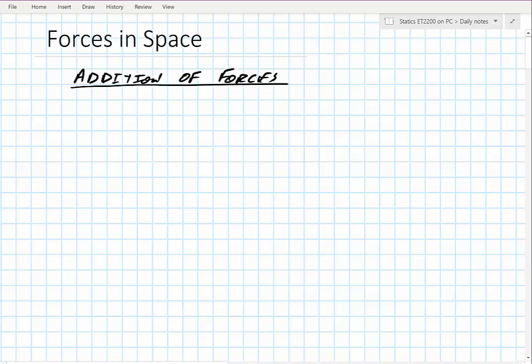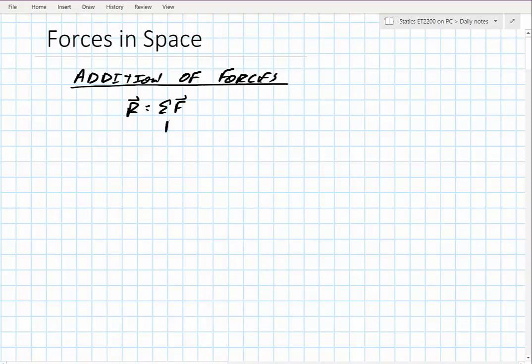All right, welcome back. So the other topic we need to talk about with this idea of forces in space, or 3D forces, is that just like in 2D, we can add these vectors together. Just like we saw before, if we add vectors together, we end up with some resultant force. We said that was equal to the sum of all the other forces.